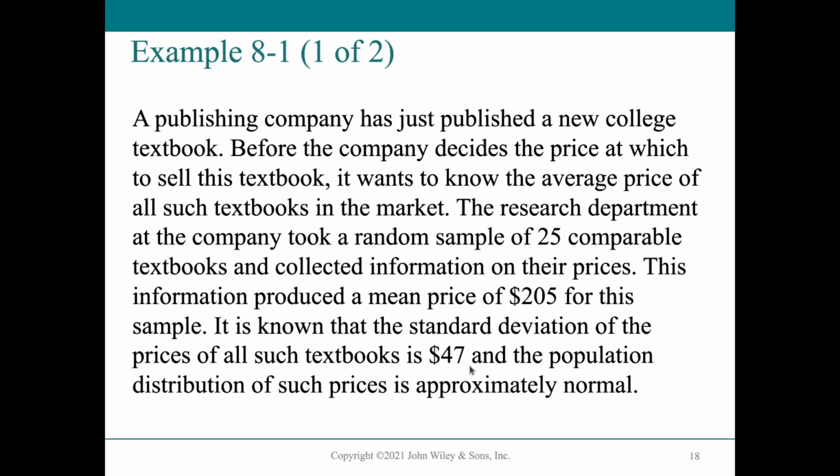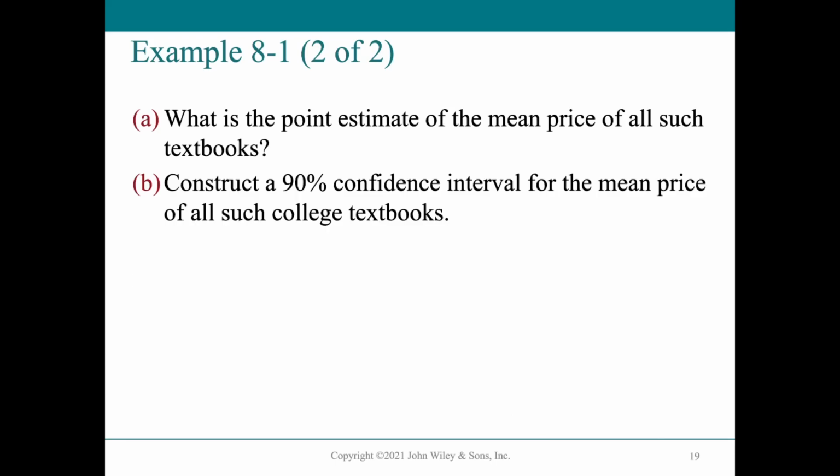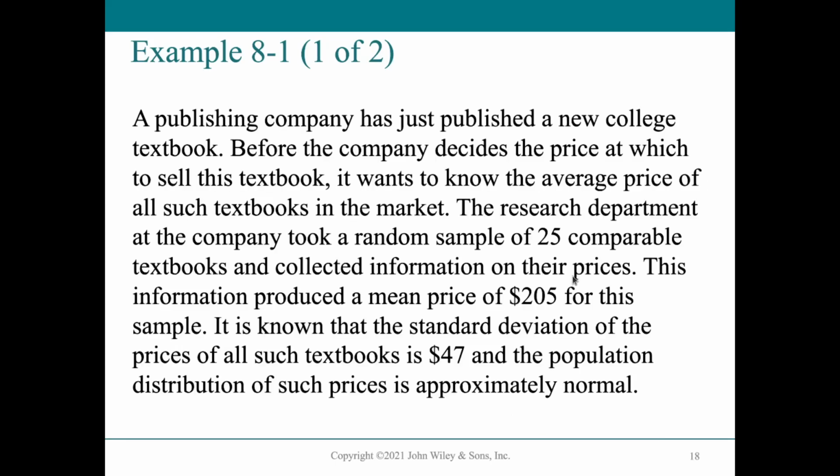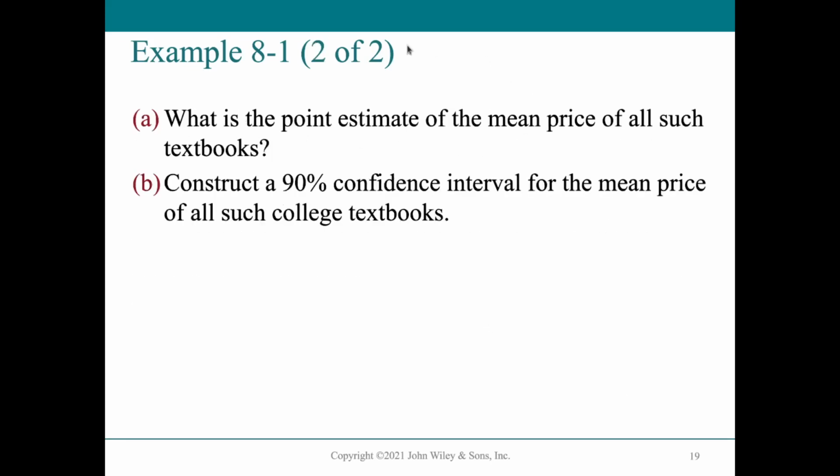It is known that the standard deviation of the prices of all such textbooks is $47. Now, this is our population standard deviation, and the population distribution is approximately normal. So that means this is case number 1, where you have less than 30 samples, a normal population distribution, and a known population standard deviation. Now, we are looking for the point estimate of the mean price, and the 90% confidence interval of the mean price.